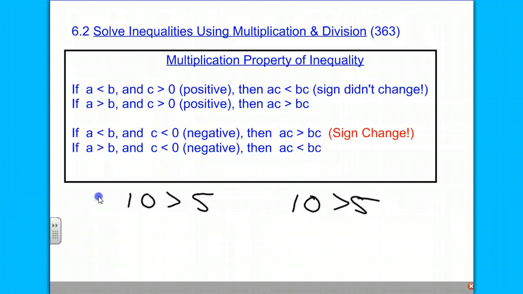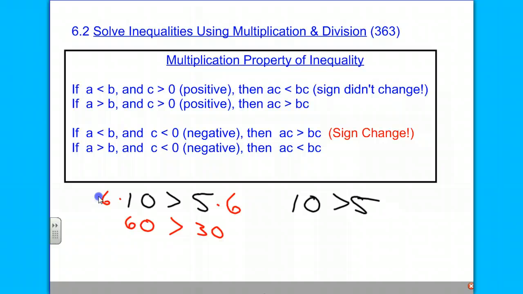Since we're beginning with a true statement here, 10 is greater than 5, give me some number that we could multiply to both sides of it. 6. Okay, so if we multiply both sides by 6, this is a positive number, right? So when we simplify, 6 times 10 is? 60. And 5 times 6 is 30. So 60 is still greater than 30, the left side is still greater than the right side, right? Does everyone see that?